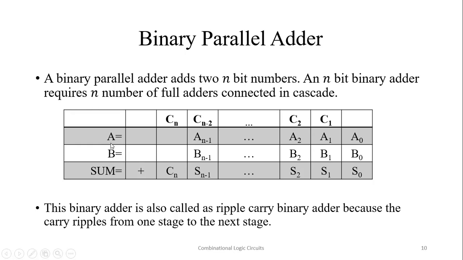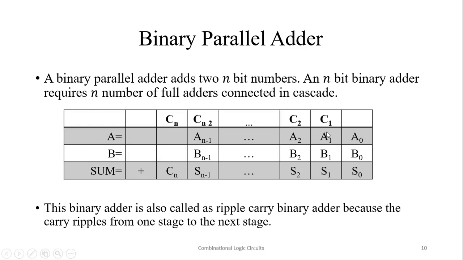So we have two numbers, A and B. A is an n-bit number and B is an n-bit number. So at the first stage we add these two bits. This is a half adder. When we add two bits, it generates a sum and a carry. The carry is moved to the next column.